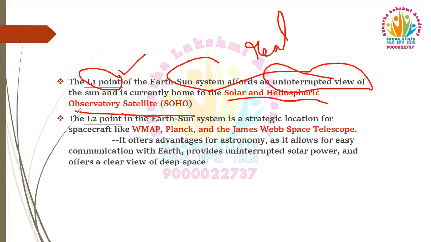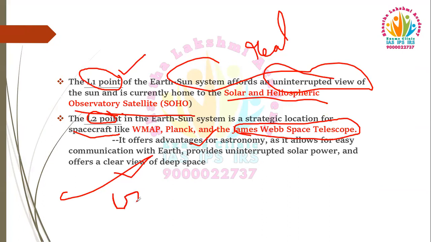The L2 point in the Earth-Sun system is a strategic location for spacecraft. It is home to the world's largest and most powerful space telescope, the James Webb Space Telescope. The L2 point offers an advantage for astronomy and helps us have a clear view of deep space. The L3 point is not much of use, whereas at L4 and L5 we can study the asteroids.